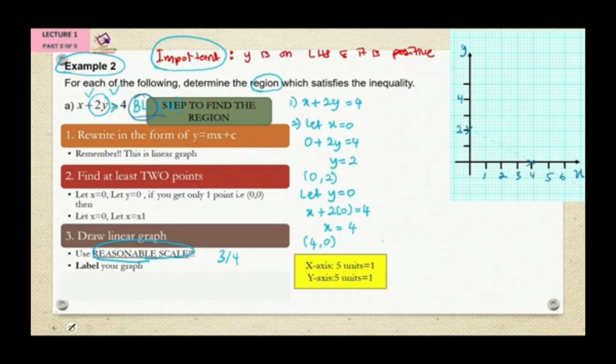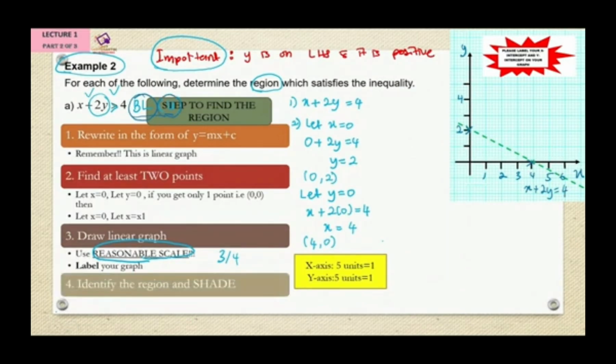Remember, at first we noted that this is a broken line, so you need to draw a broken line for this linear graph. It will look like this. So this is the broken line. Student, you need to ensure that your broken line didn't stop at (4, 0) or (0, 2), because there is no limitation for this linear graph. You need to draw it passing through the points (0, 2) and (4, 0). Next, you need to label your graph x plus 2y equals 4. At this point we didn't use inequalities, but we are using equals 4.